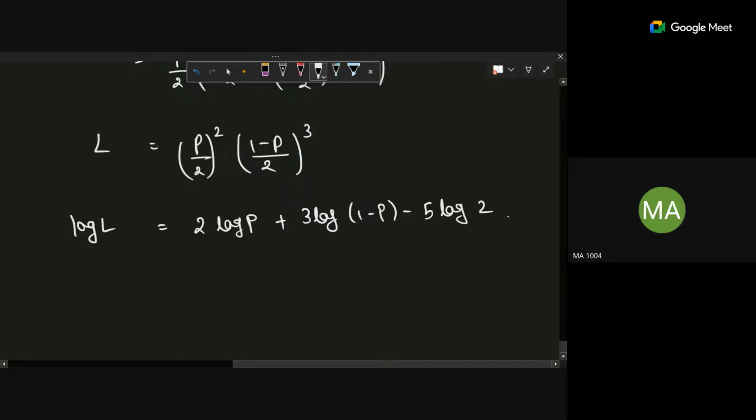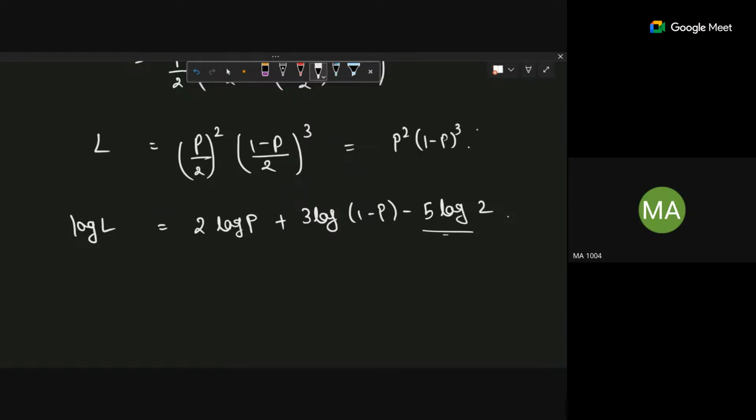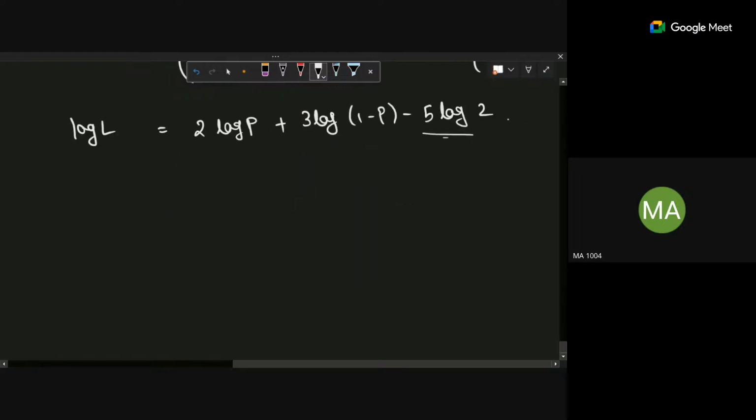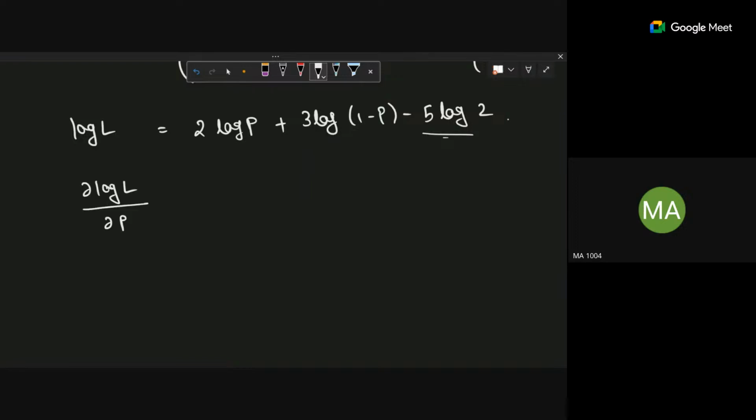Is it fine why I took this part? So you can have this as p square, 1 minus p cube, and 1 by 2 raised to the power 5. Okay. So when you take log of this part, this 5 will be -5 and 2 will be there, right? So now the next part is differentiate it with respect to P and equate it to 0, right? Del log L on del P is equal to 0. So what will we get?